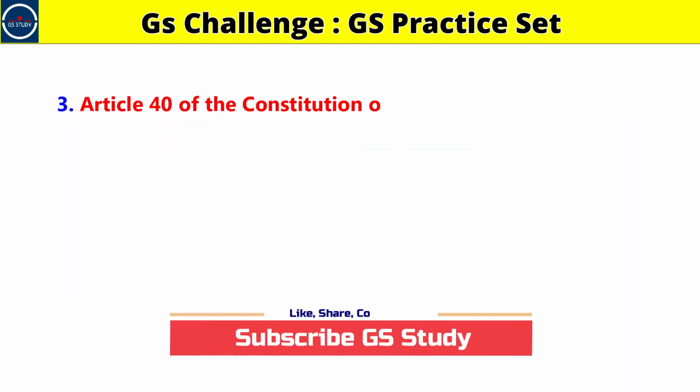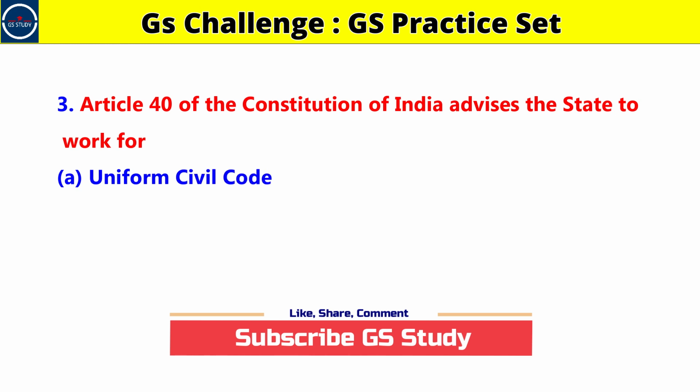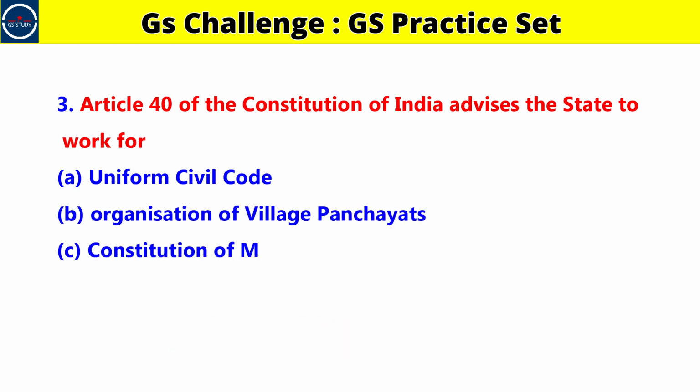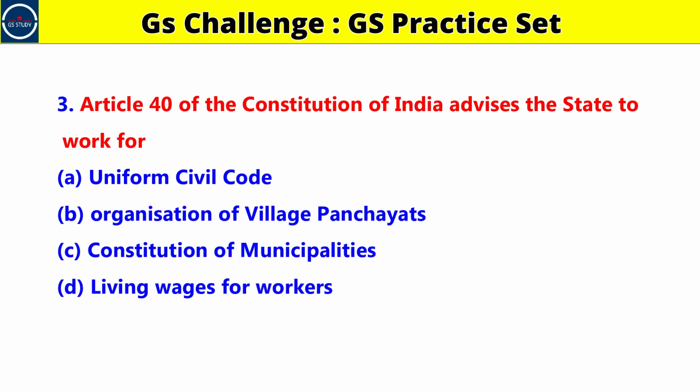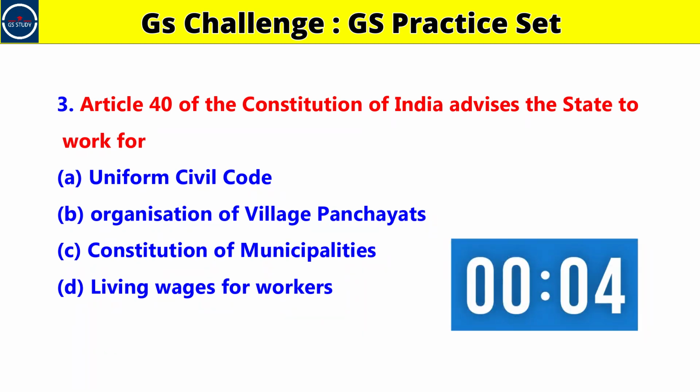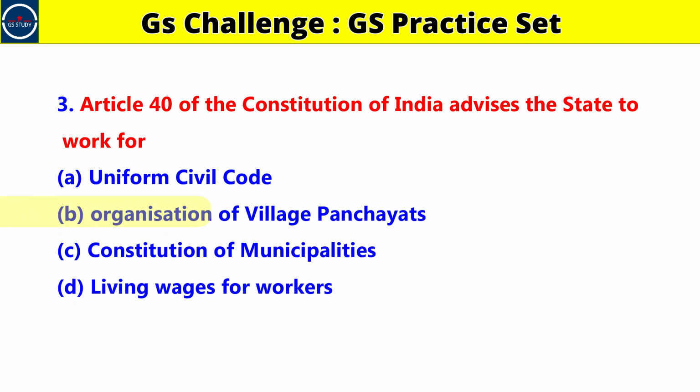3. Article 40 of the Constitution of India advises the state to work for: A. Uniform Civil Code. B. Organization of Village Panchayats. C. Constitution of Municipalities. D. Living Wages for Workers. Correct answer: B. Organization of Village Panchayats.